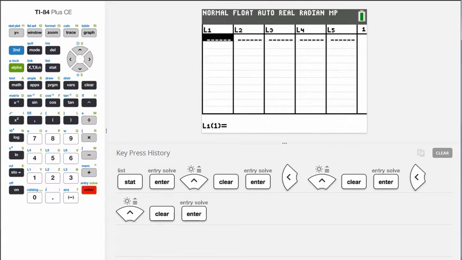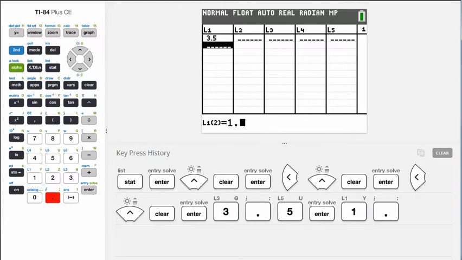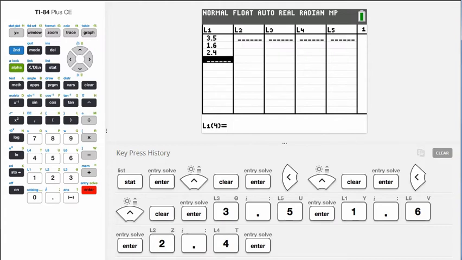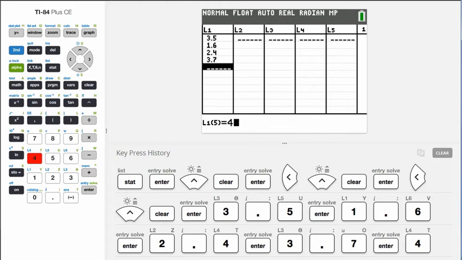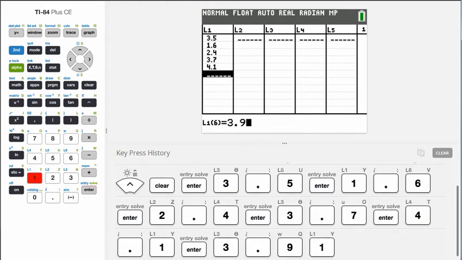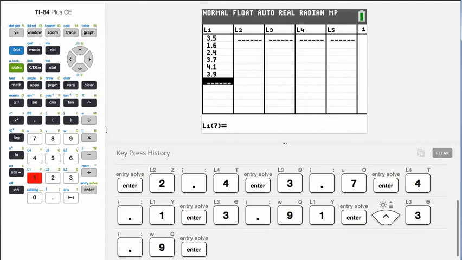Now I want to type in my data for the precipitation. So I have 3.5, 1.6, 2.4, 3.7, 4.1, 3.9, 1, and I've messed up, so I'm going to arrow up to the 3.9 and type that in again and press enter, and that's corrected my value.